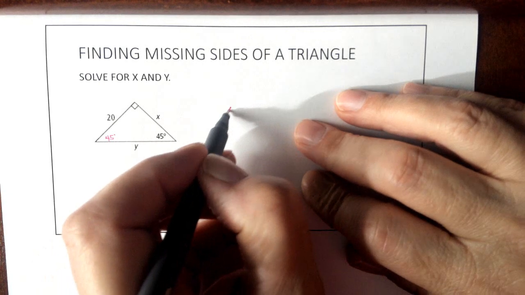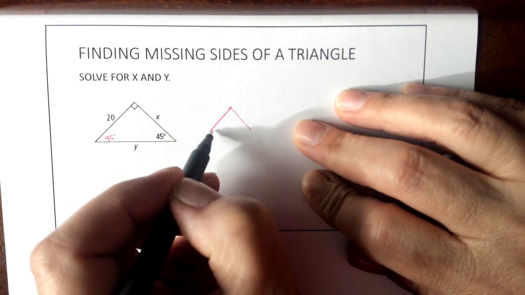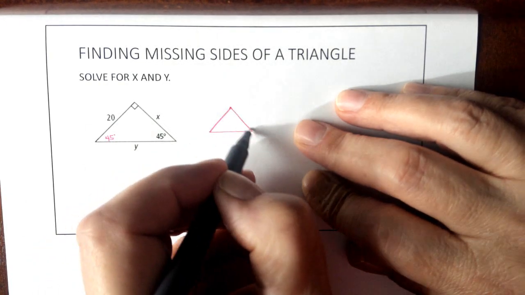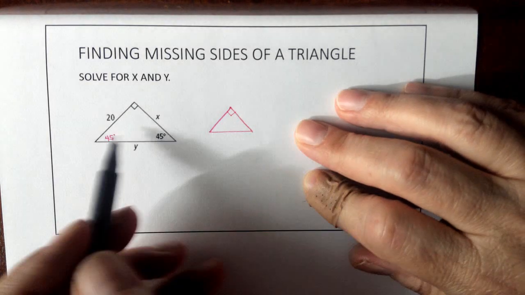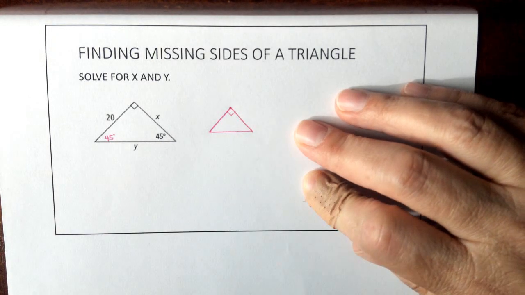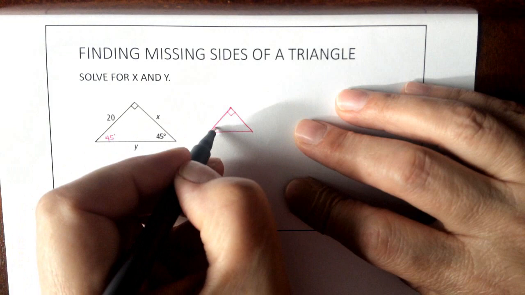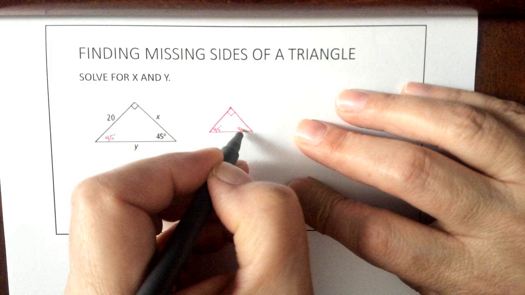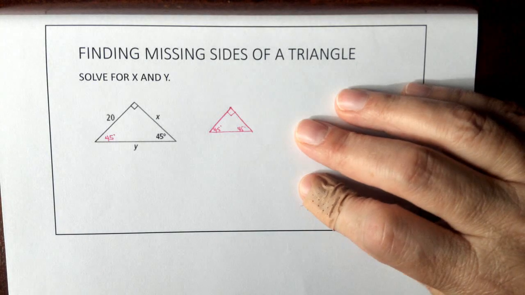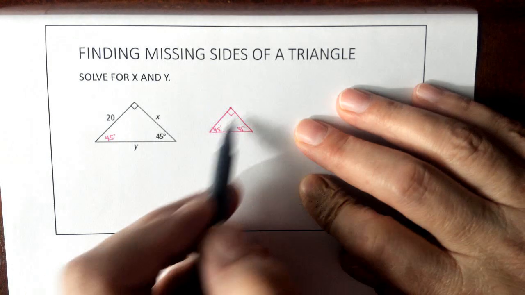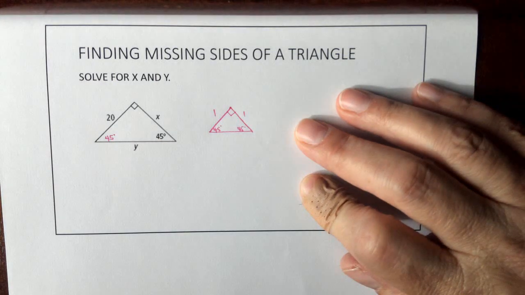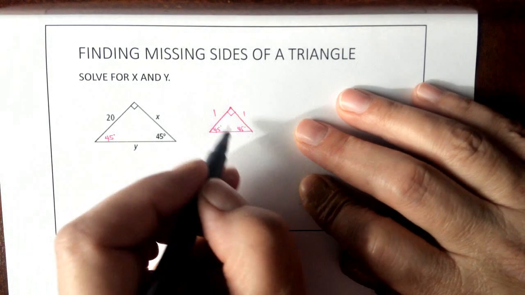So I'm going to draw a 45, 45, 90 in the same orientation as the one that's given, so it's easier to compare corresponding sides. The legs make the right angle. Those have to be the ones. Hypotenuse is square root of 2.